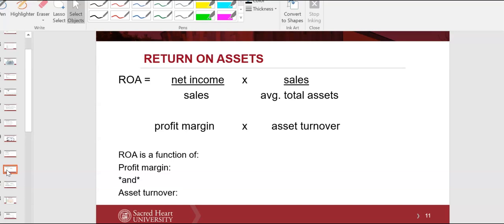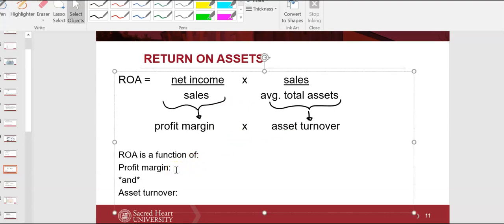Now we can break ROA up into two components to get a better idea of what's driving our return on assets. So we can break ROA up into profit margin, which we see here as net income divided by sales, and asset turnover, which is sales divided by average total assets. ROA is a function of the profit margin, and let's put in some notes here. The profit margin: how much of our sales remain as net income after all the costs are accounted for? And we've already talked about profit margin.